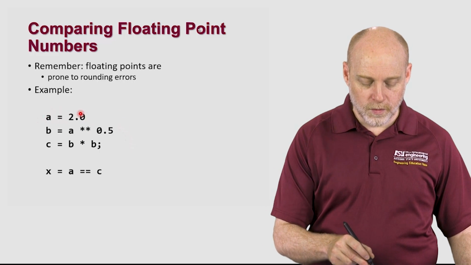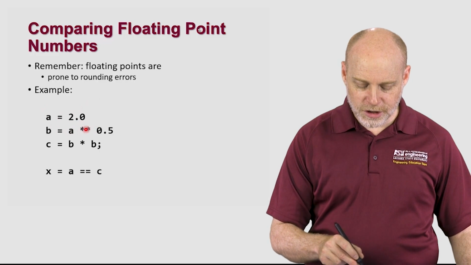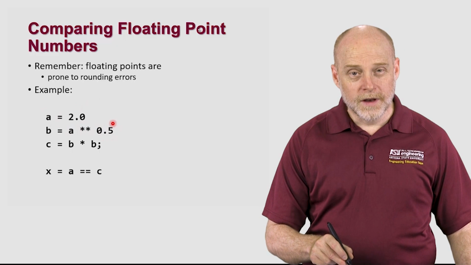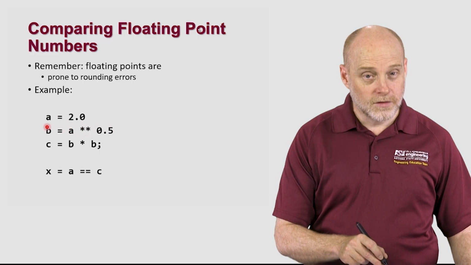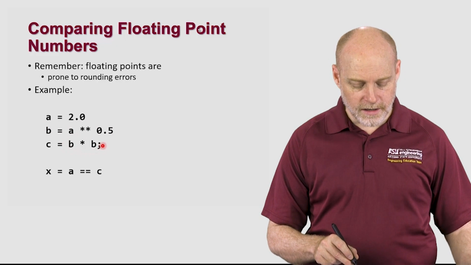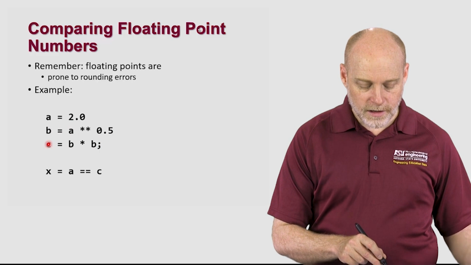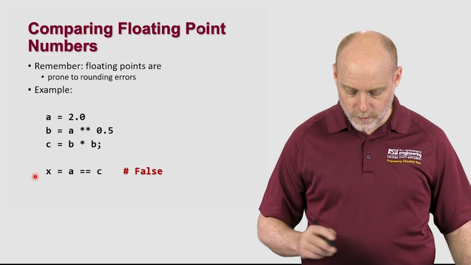So here we're storing 2.0 in a variable a, and then I'm using the exponentiation operator with an exponent of 0.5, which is equivalent to getting the square root of a, storing that in b, and then I multiply b by itself to square it again, and you would intuitively think that we would end up with a 2.0 in c, but in fact we don't.